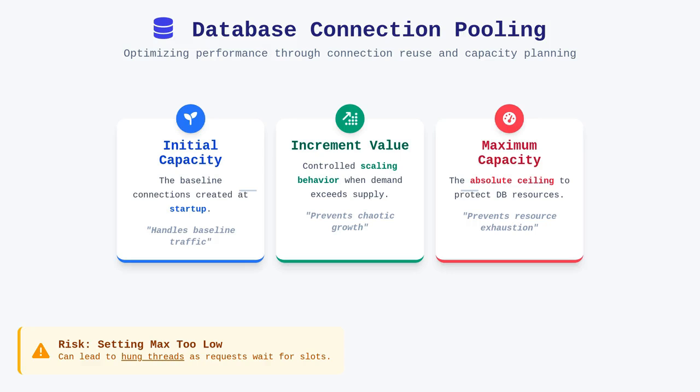Between these bounds, you configure an increment value that dictates how many connections are added to the pool when the demand exceeds the current supply, allowing for a controlled rather than chaotic scaling behavior. Choosing these values requires a deep understanding of your application concurrency model and the typical latency of your database interaction, as an overly aggressive growth setting might lead to transient spikes in memory usage that could trigger garbage collection cycles.